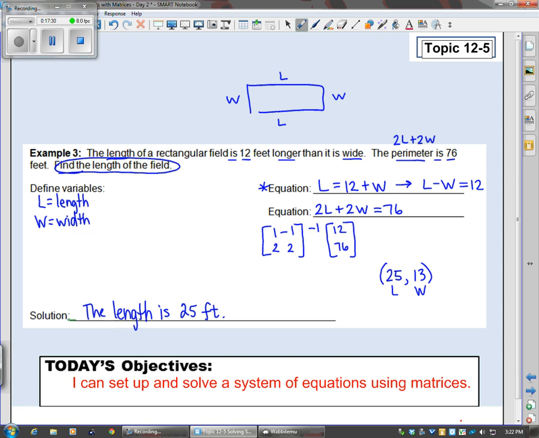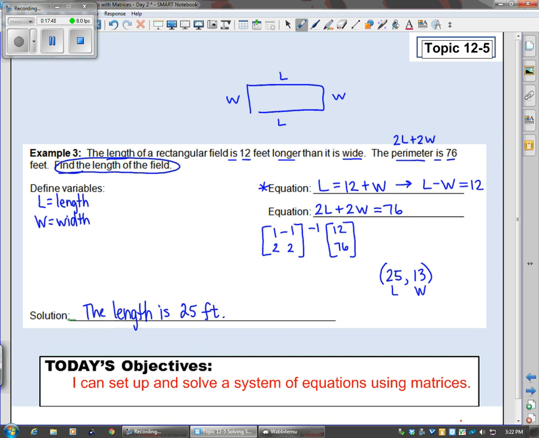Okay, and you can double check. Is 25, 12 more than 13? Yes. If you add up that perimeter, will you get 76? Yes. Okay. These just take a little bit of practice. By the time we're through with this, you're going to have seen several of these over and over and over again. You're going to be like, oh yeah, this is one where we set it up like that.